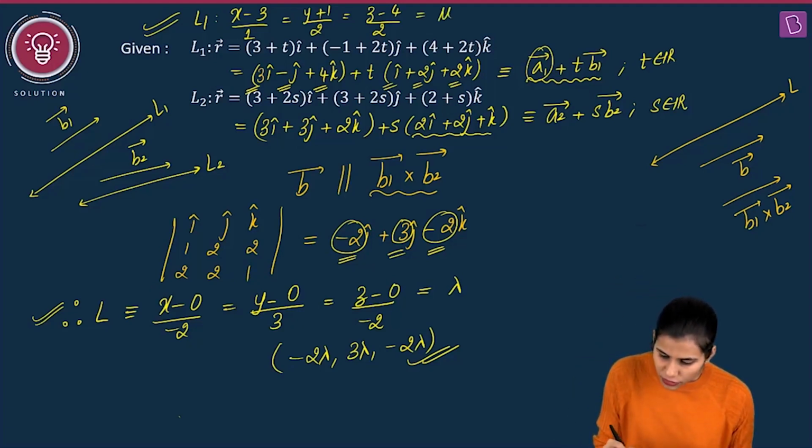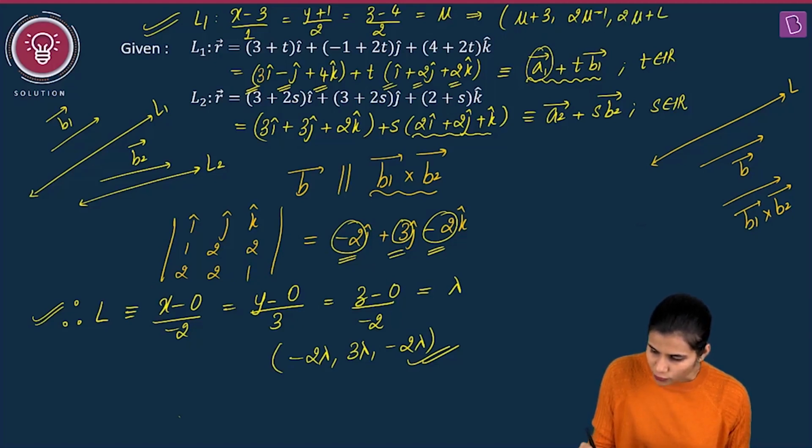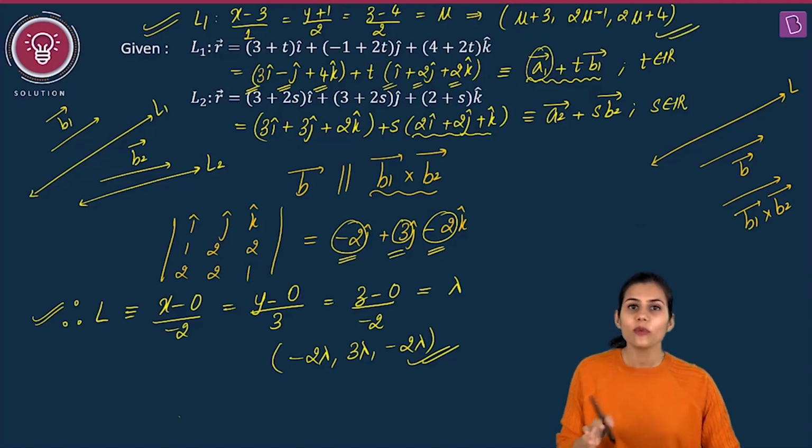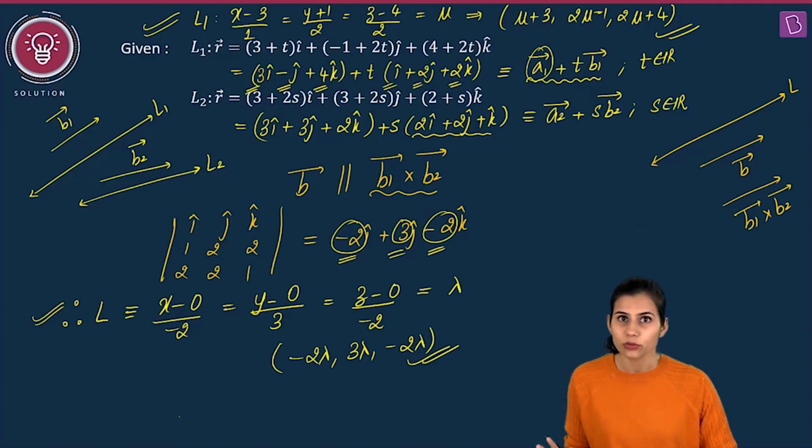For that, I'm going to equate this with mu. So from here, x will come out to be mu plus 3, y will come out to be 2 mu minus 1, and z will come out to be 2 mu plus 4. This is how, in general, an arbitrary point sitting on line L1 looks like for some real value of mu.